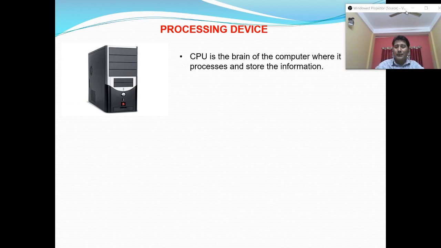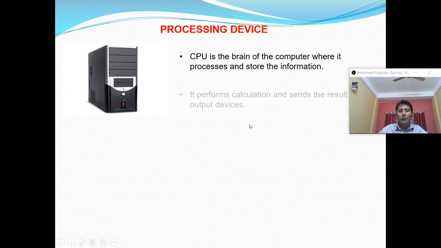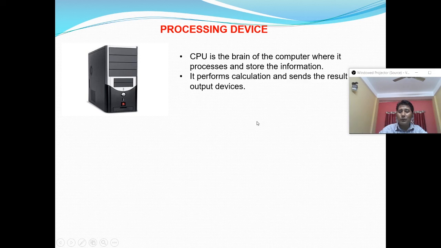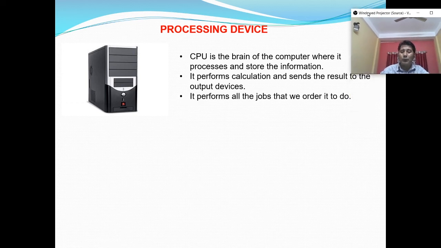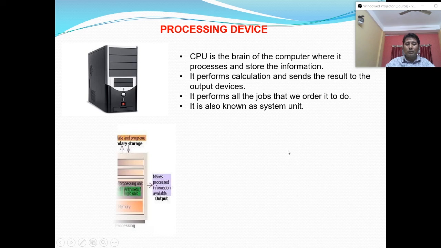As I have said, the CPU is the brain of the computer, where it processes and stores the information. The second point is that it performs calculations and sends the results after processing to the output device, and it performs all the jobs that we order it to do. It is also known as a system unit.